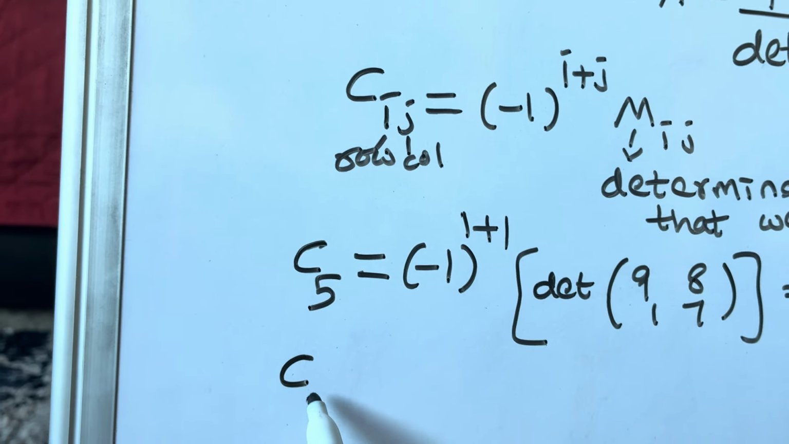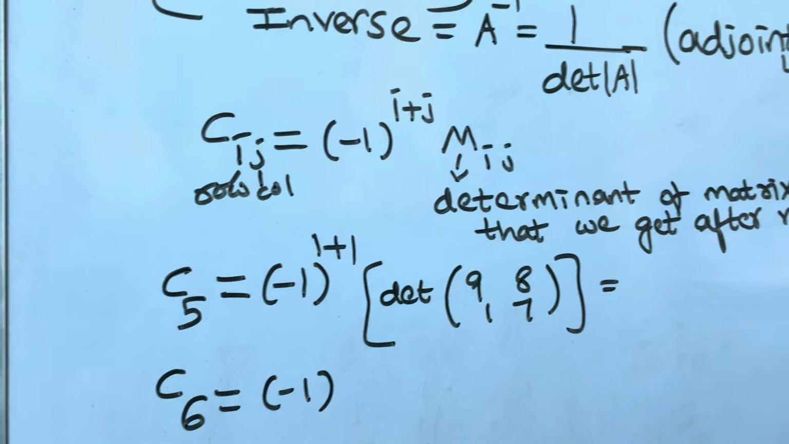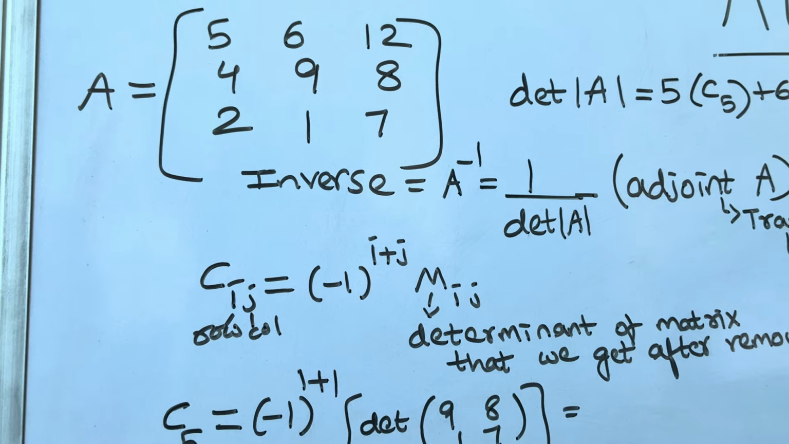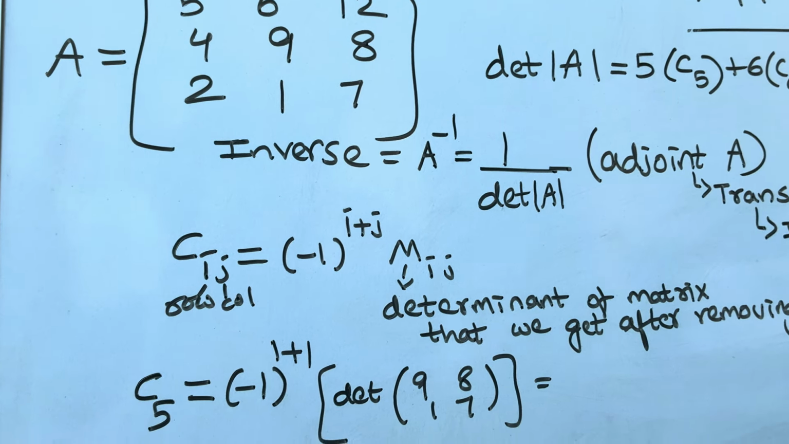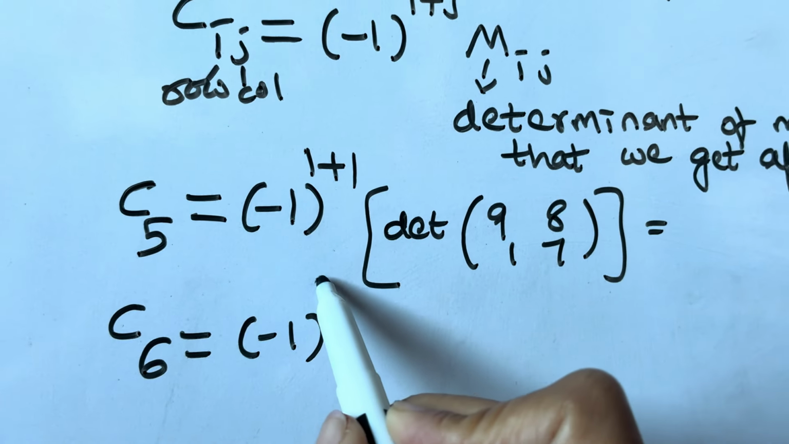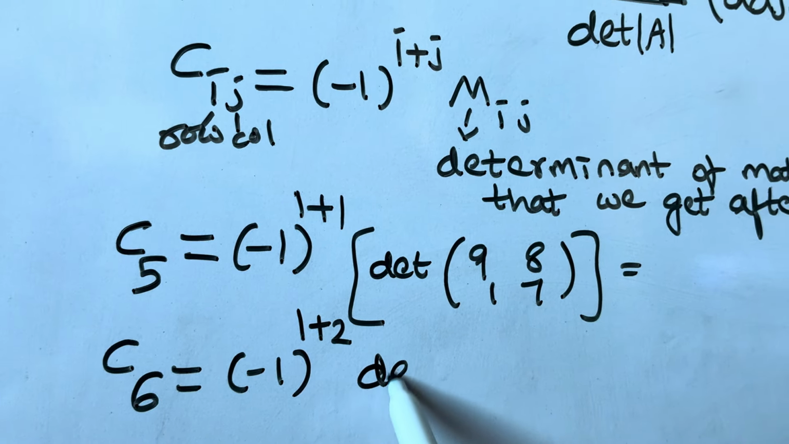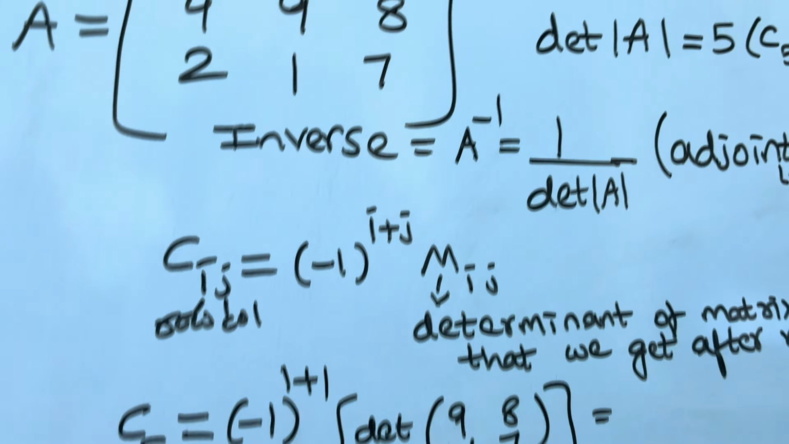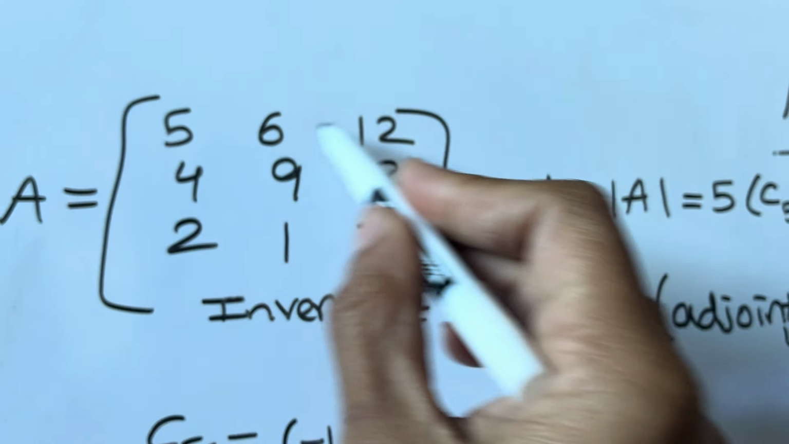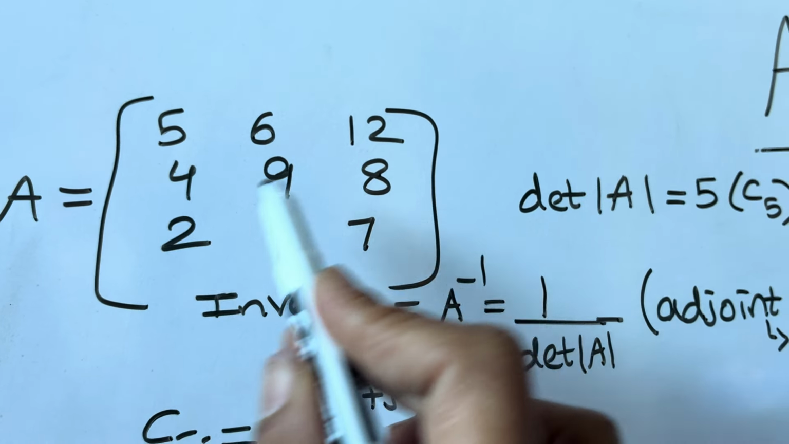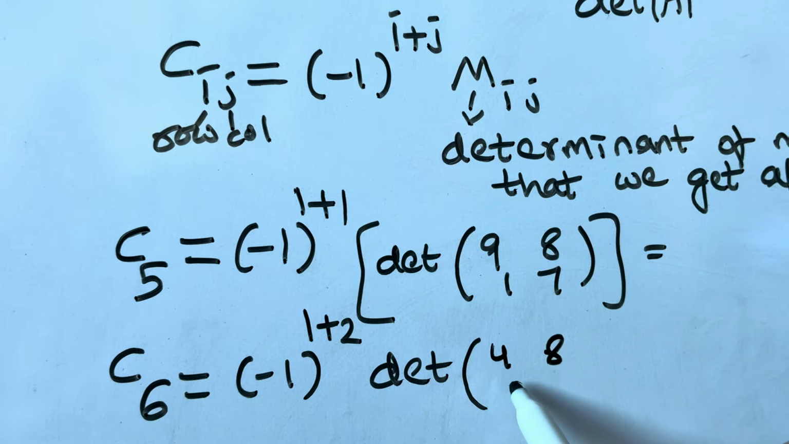And let's indicate the cofactor of 6 here with minus 1 to the power, and 6 is my second element, in the first row and second column. So minus 1 to the power i, which is 1, and j, which is 2, and the minor would be the determinant after removing my first row and second column. I'll be left over with 4, 8, 2 and 7. So the determinant of 4, 8, 2 and 7.